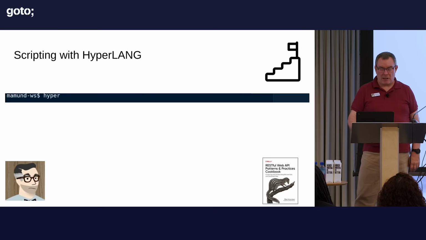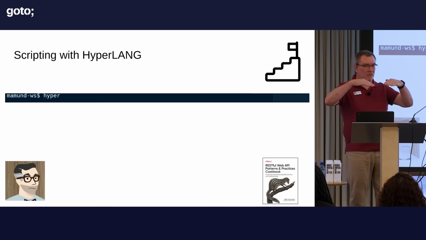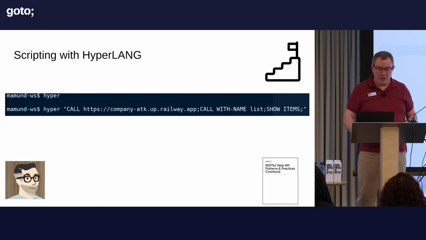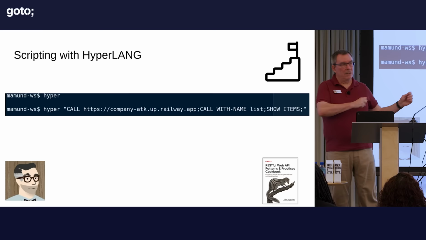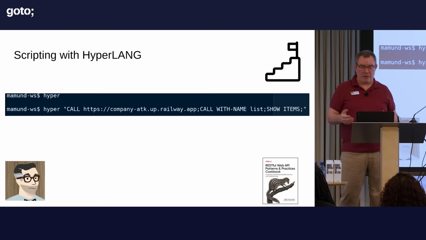There are lots of ways to start Hyper. You saw in the beginning, I just typed a hyper command and that gave me the REPL directly, and then I could interact with that. Sort of like the way you do with Node and Python and Ruby, and there's lots of stuff like that. You can also send a list of statements directly to it on the command line. So if I just say hyper and say call this and then show me the items, it'll execute that right away and just make that output, so you can pipe that output if you want to.